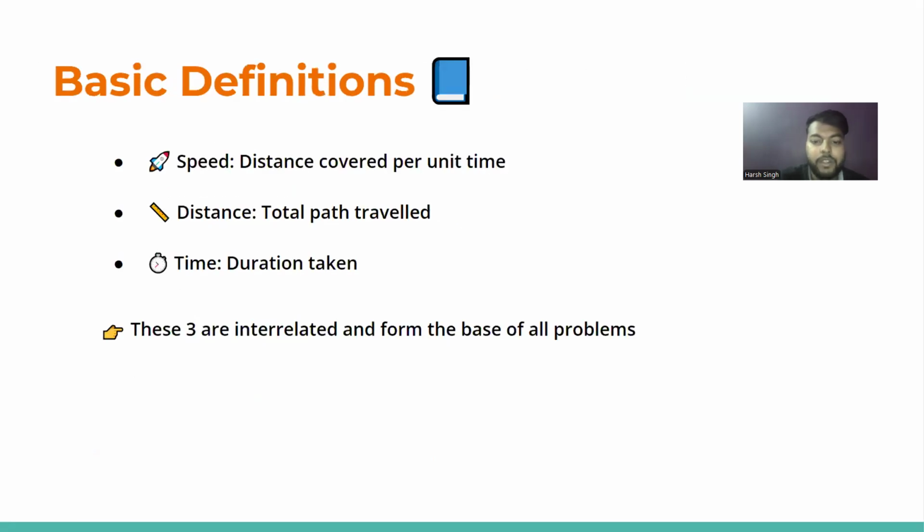Now I will explain some basic definitions. There are three main terms. First is speed. Speed means how fast an object is moving, for example 60 km/h. Next is distance. Distance is the total path covered, for example 100 km, 120 km. Time is the duration taken to travel that distance, for example 2 hours. If we know any two values, we can easily find the third value. This is the foundation of this entire topic.